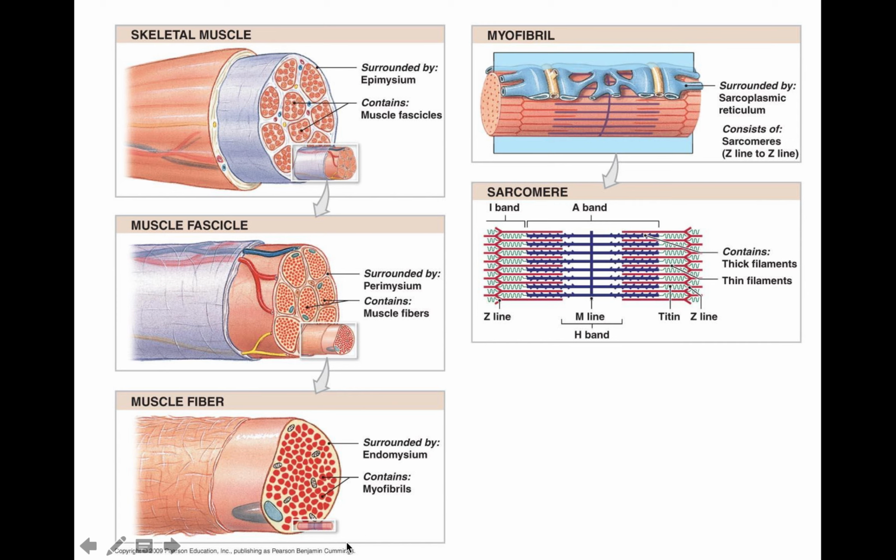Several myofibrils are going to make up a muscle fiber. Muscle fibers are packed together in little compartments called a muscle fascicle. And remember, those fascicles are surrounded by the perimysium. And when we put several muscle fascicles together, that's making up our actual muscle. And remember, our muscle is surrounded by connective tissue called the epimysium.